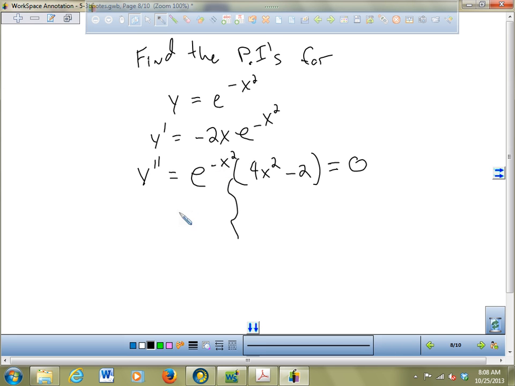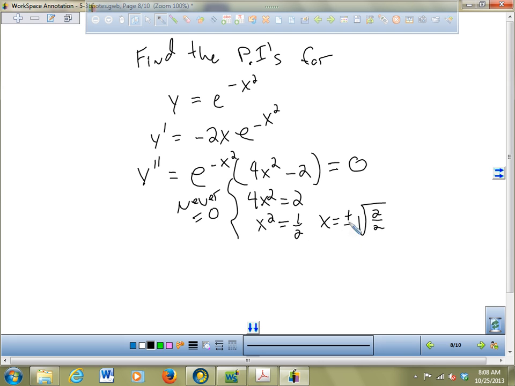Never. Never equals 0. And then to find out where this thing is equal to 0, I just do a little math here. I get 4x squared equals 2. I get x squared is equal to 1/2. So x is equal to plus or minus, when I simplify this, root of 2 over 2.